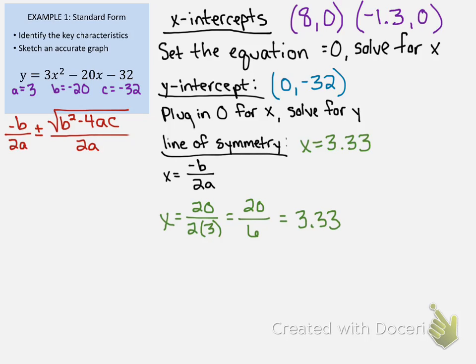Now the line of symmetry is not a point on the graph, it's a line, and so I'm not going to show it as an ordered pair. I'm going to show it as an equation that's set equal to x.